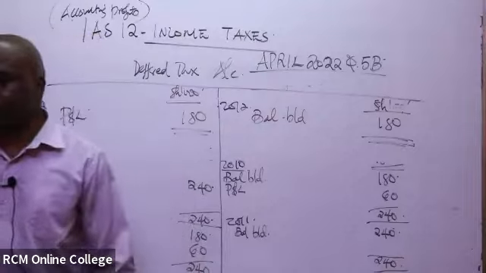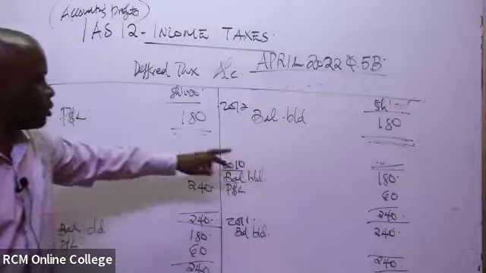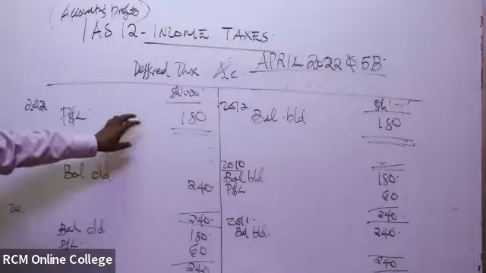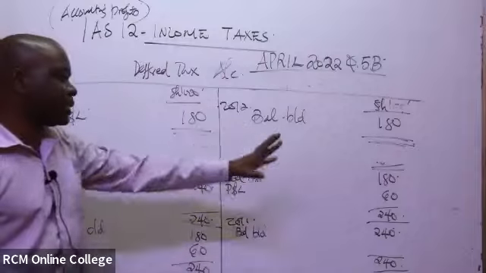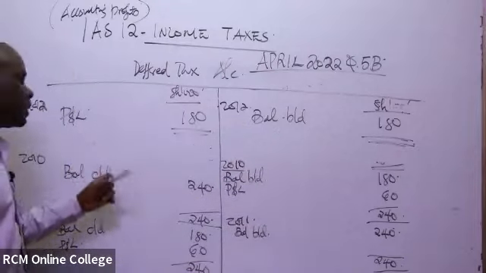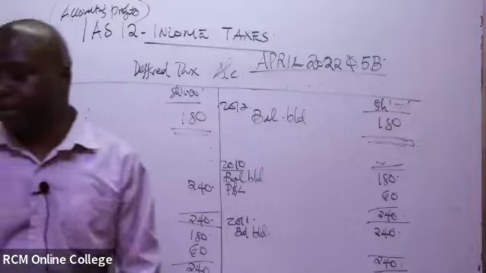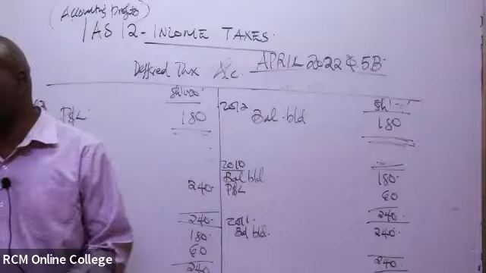Hope we are together? So it is this 180, we've been able to bring it down here, but we close it to the P&L account. So for this particular year of 2012, this particular amount of 180, you'll take it to the P&L account as what? As an income.